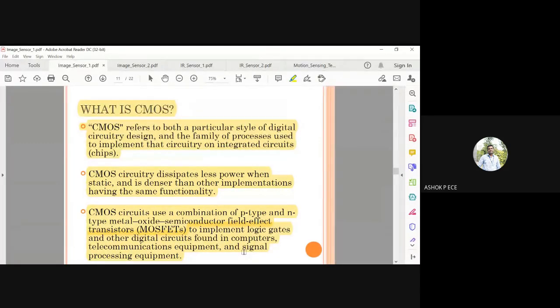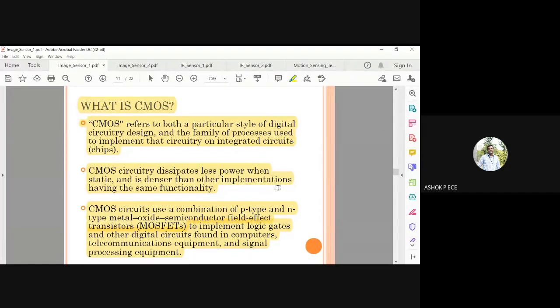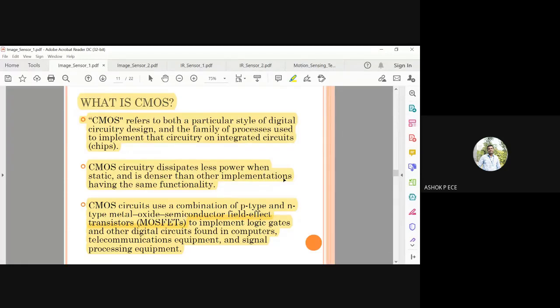And using CMOS technology, I can make my circuit as small as possible. So even to nanometer scale, you can reduce your circuit. That level of compression is possible using CMOS technology.